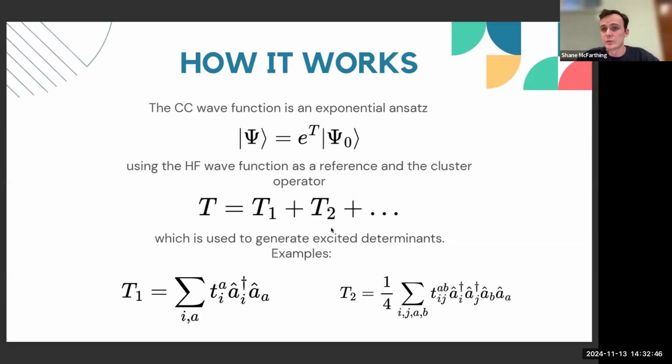Then we have T2, which is the double excitations. The double excitations have essentially pairs of electrons moving. So rather than just moving a single electron from an orbital to another orbital, we're moving pairs of electrons around. And we still have the same amplitudes. What we do when we apply this method is we have the excitations defined in our ansatz, and we have to solve for the amplitudes.